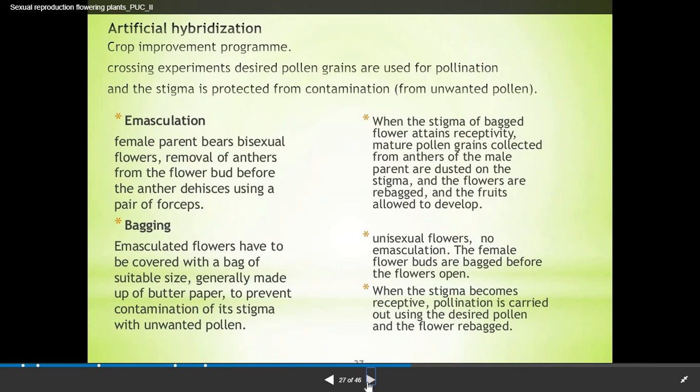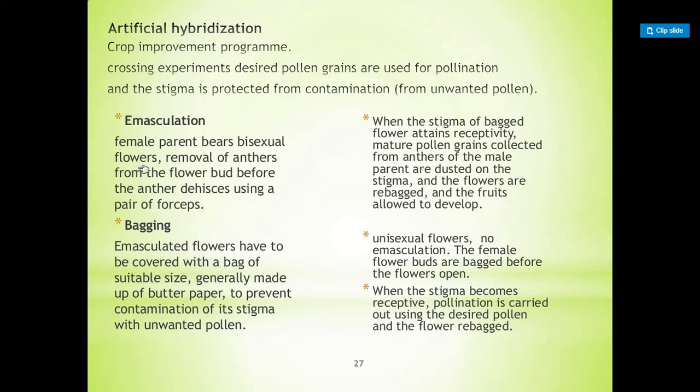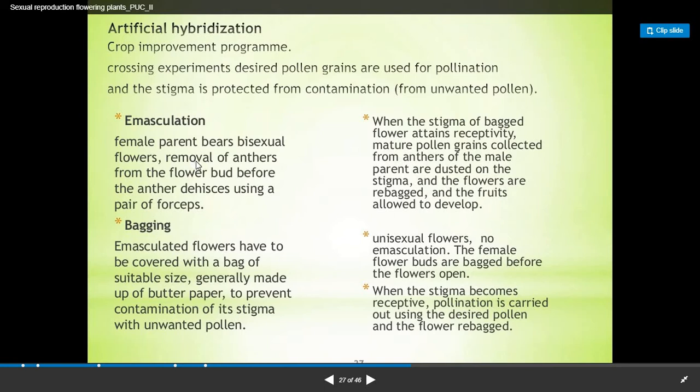In artificial hybridization, two techniques are used. One is known as emasculation. Whenever the female parent bears bisexual flowers, that is, flowers having both male and female parts, the anthers are removed from the flower bud before the anther dehisces, using a pair of forceps. So this is known as emasculation, the removal of the anthers with the help of forceps while the flower is in the bud condition.